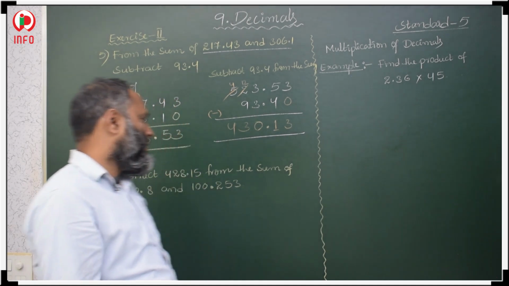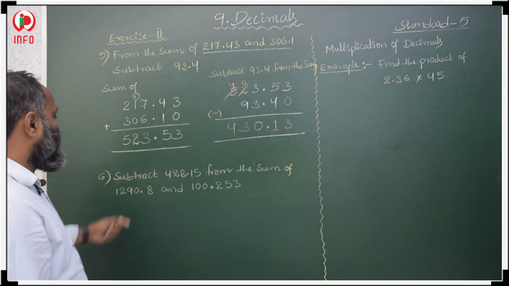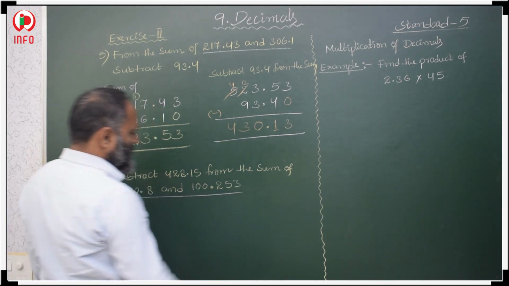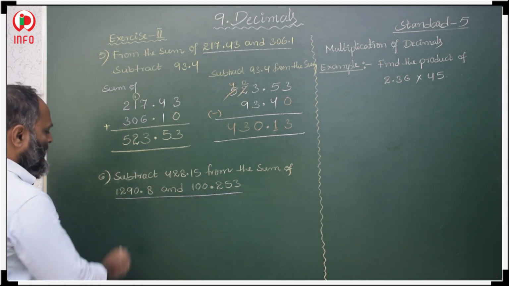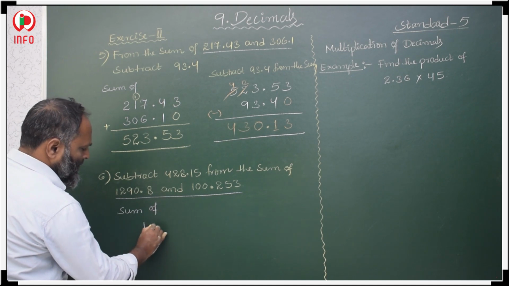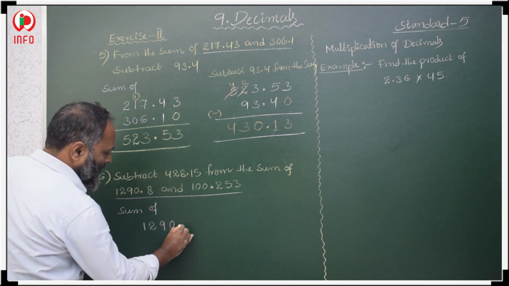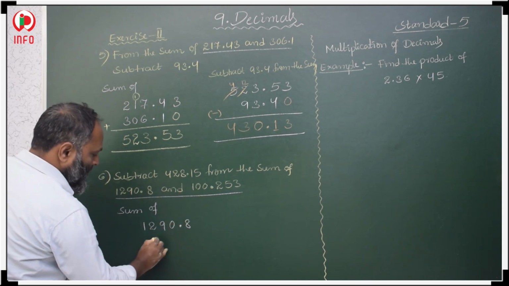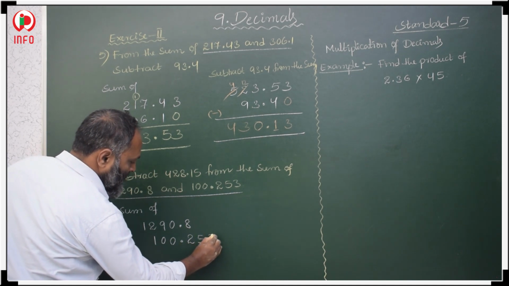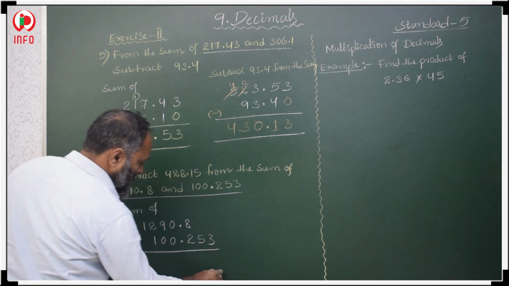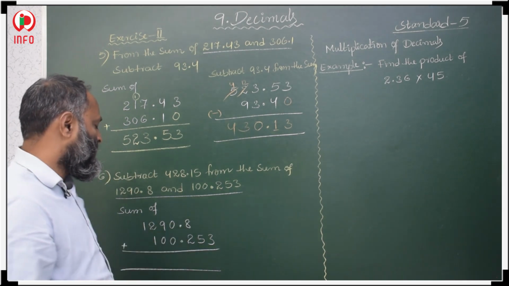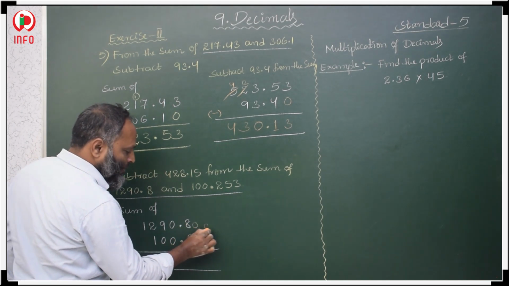430.13. Okay. Now after that, the next one, subtract from the sum. Sum means first we should add these two. And after that subtract. Sum of 1290.8, 100.253. Now the addition. Here, in the first number, we have no hundredths and no thousandths place.